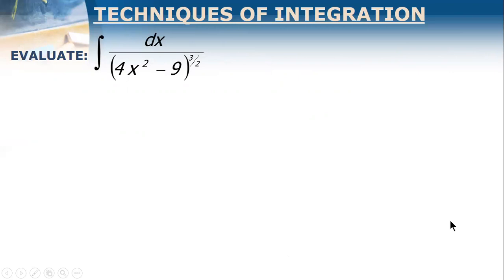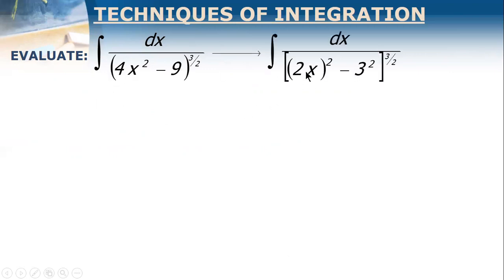And another one: evaluate the integral of dx over 4x squared minus 9 raised to 3 halves. So this is in the form u squared minus a squared. 4x squared equals 2x quantity squared, so u is 2x and a is 3. So let u equal to a secant theta. The derivative of 2x is 2 dx. The derivative of secant is secant theta tangent theta d theta.